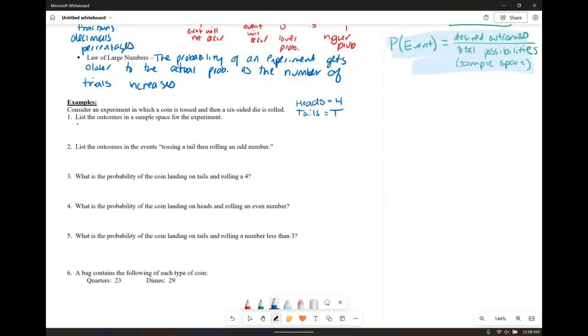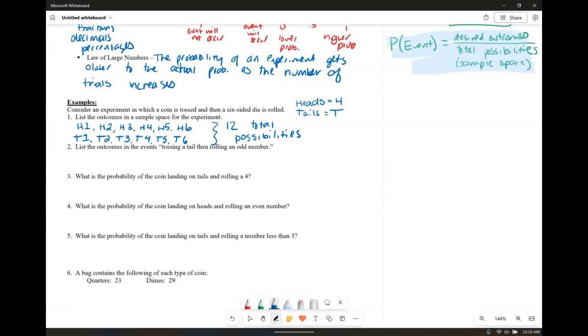Okay, so I could land on heads and then I could roll a 1 with that die. Then I could land on heads and roll a 2, heads and roll a 3, and on and on. And these are all different outcomes for this experiment. Well, I could also land on tails and roll a 1, tails and a 2, and on and on. So even though this is a somewhat simple experiment, there are 12 total possibilities on what I can get when I do this experiment.